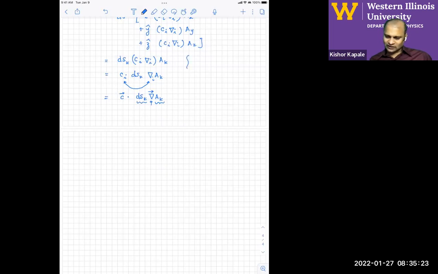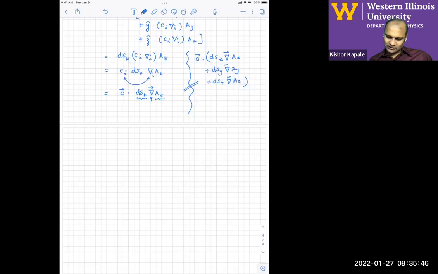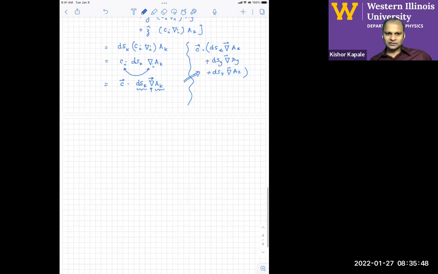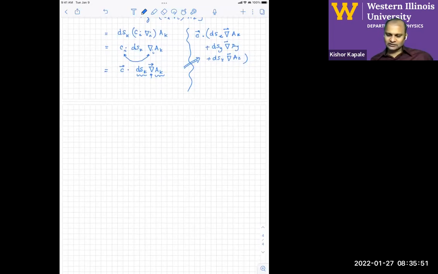So if you wanted to see how this would look, it would look like C dotted with, let's say, DSX times gradient of AX plus DSY times gradient of AY plus DSZ times gradient of AZ. So that's how this thing really looks. It's because of Einstein summation convention that it has that compact form.